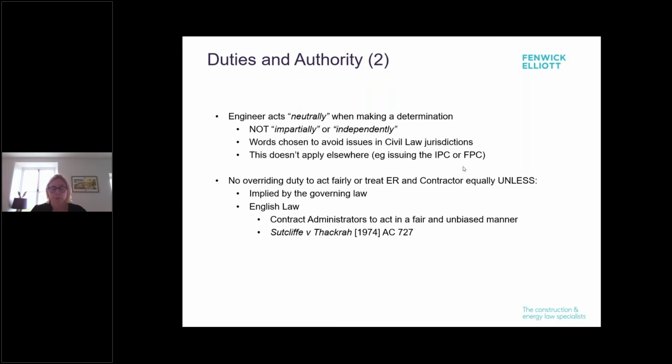Under the contract, there's no overriding duty expressly to act fairly or treat the employer or the contractor equally, and that's sometimes a misconception on that point. But such a duty can be implied by the governing law. With English law, contract administrators have to act in a fair and unbiased manner, and I've given you the case law for that. So if there's a different governing law, you should always check what the provisions are in relation to contract administrators generally in their role.